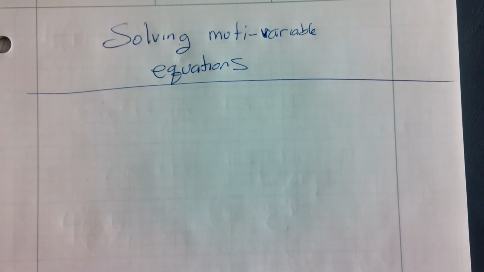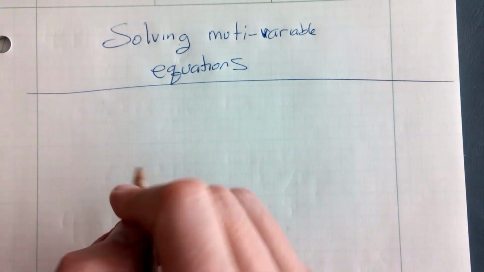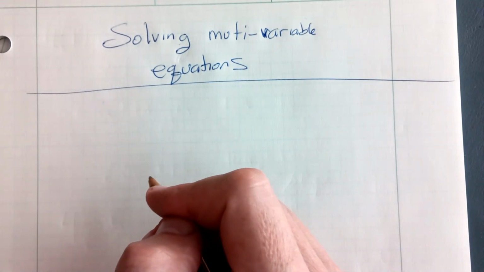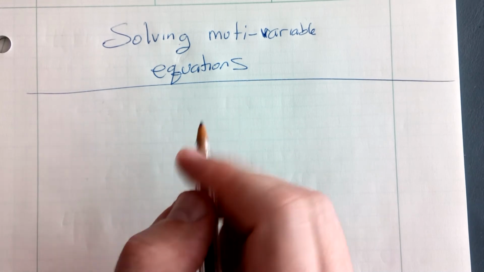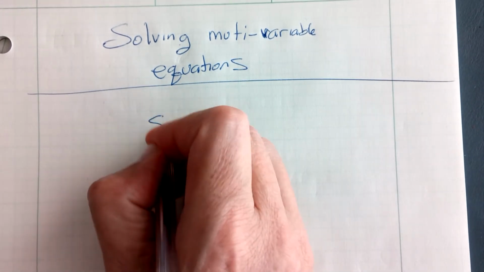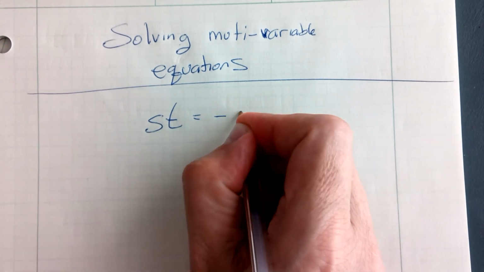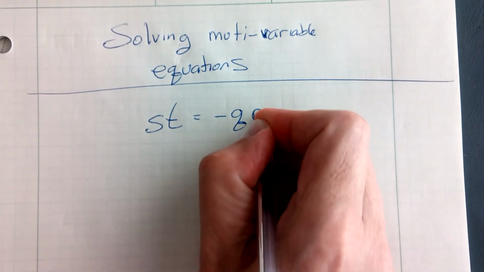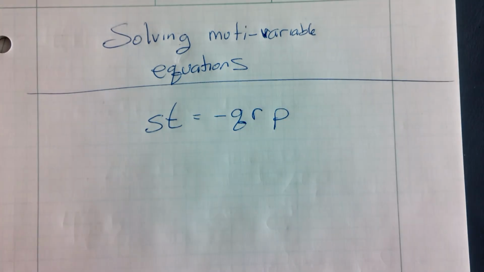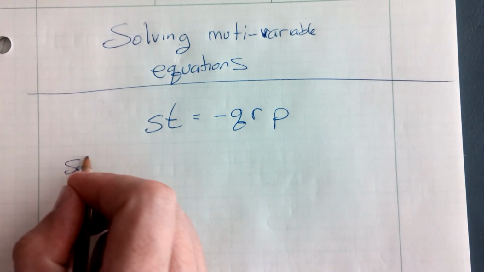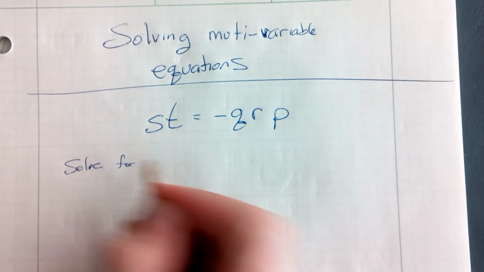Welcome. Today we're going to talk about solving multivariable equations. In other words, we're going to do some abstract solutions where you don't get a numerical answer. For instance, let's take this equation of a variable s times a variable t equals a negative q times r times p. Okay, and let's say we want to solve this. We want to solve for q.